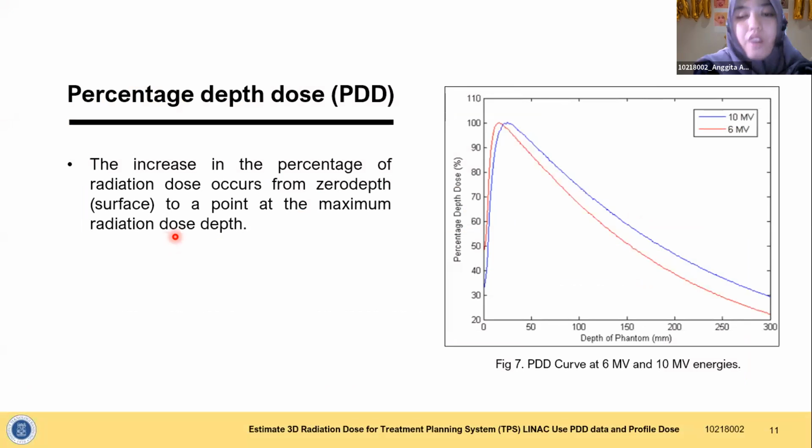Next, the result of this research. Percentage depth dose, or PDD, is shown in figure number 7. There are PDD curves formed at 6 MV and 10 MV photon energy. They have different percentages of radiation dose. This is because the percentage value of radiation dose is influenced by the amount of percentage of radiation dose at each depth point.